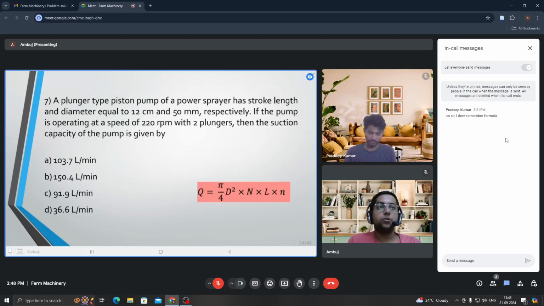Follow the SI unit procedure first: D in SI unit, then everything in SI unit. Then the discharge rate would be in meter cube per second, multiplied by 1000 and 60, and you will get it in liters per minute.